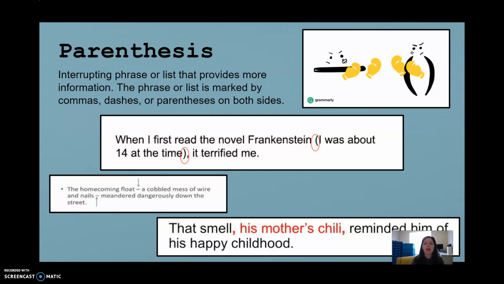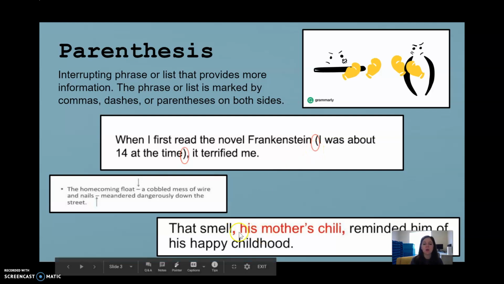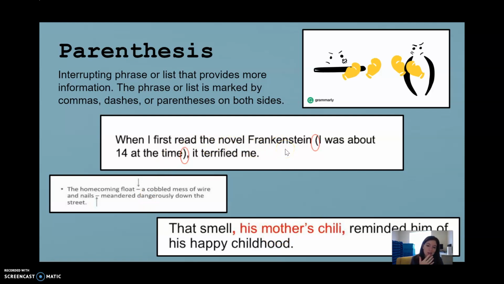And so remember that when you use a dash, that's because you want to indicate emphasis and something loud and important. When you use parentheses, it's kind of like an aside, it's more of a whisper. And when you use commas, it is a consistent tone. So, when I first read the novel Frankenstein, I was about 14 at the time, it terrified me. So think about the tone you want to create when you're using parenthesis, but parenthesis allows you to put an interrupting phrase right in the middle of your sentence, and it adds a lot of personality to writing.